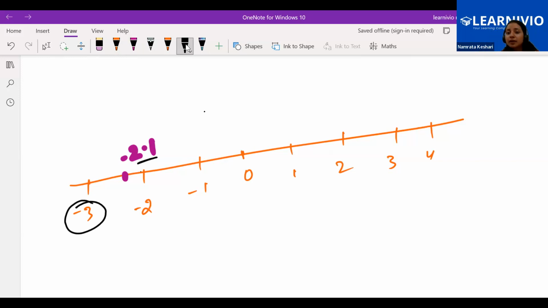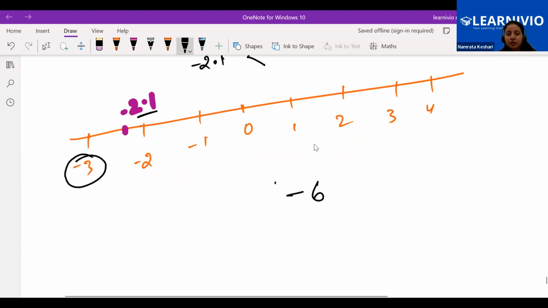-2 is bigger. -2 is bigger than -2.1. Do you know that -6 is bigger than -7? Do you know that, Alina? When we are comparing two negative numbers, the number with the larger magnitude is the smaller one. Do you know that?